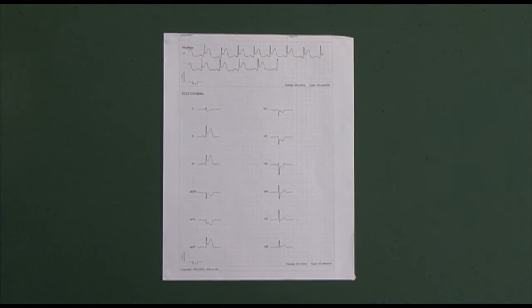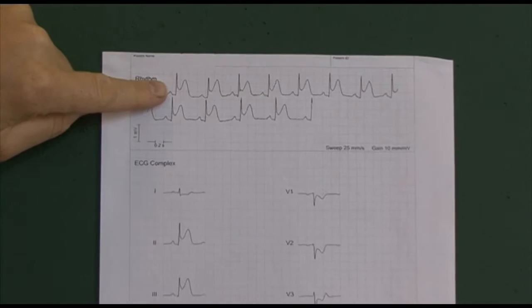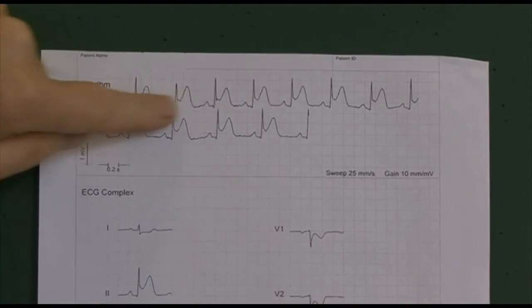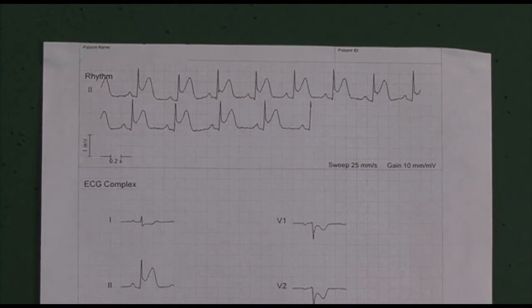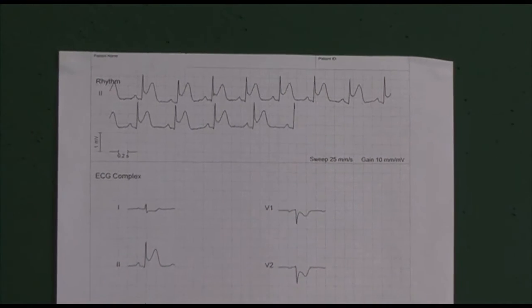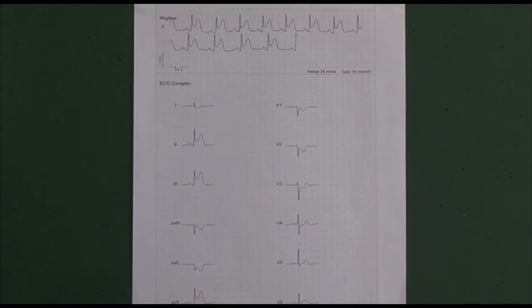So let's look at some clinical examples of ST elevation. And here on the rhythm strip, which is looking at lead 2, it certainly looks like there's something abnormal. And we look down, and here we see on leads 2 and 3, there's clear ST elevation.